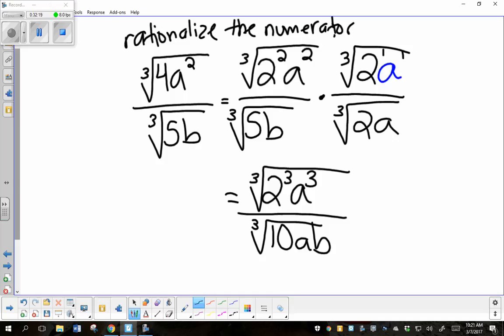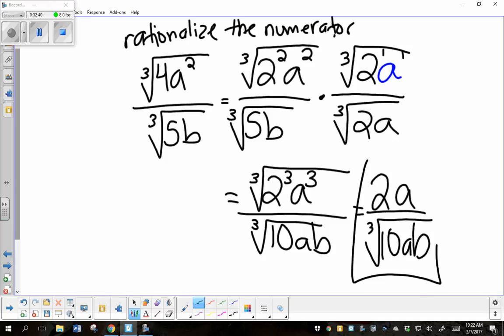Now we're trying to rationalize the numerator. We're trying to get rid of the roots in the numerator. Did it work? What's 2 cubed? What's the cube root of that? 2. And what about the cube root of a cubed? A. He just gets to come out, right? And then on bottom, this just stays. The cube root of 10ab. That's it.